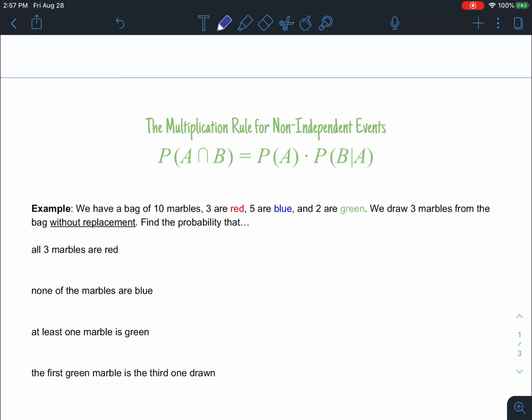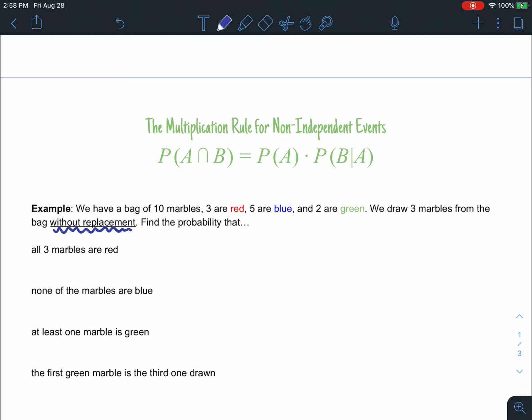We've got 10 marbles in a bag. 3 are red, 5 are blue, 2 are green. We draw 3 marbles from the bag without replacement. So very similar to the slot machine. The only difference is, in the slot machine, the 3 wheels were independent. But here, the marbles are not independent because once we take a marble out of the bag, we're not replacing it. Since we're not replacing it, it affects what's left in the bag, so that's going to affect the next probability. Okay? Let me show you.